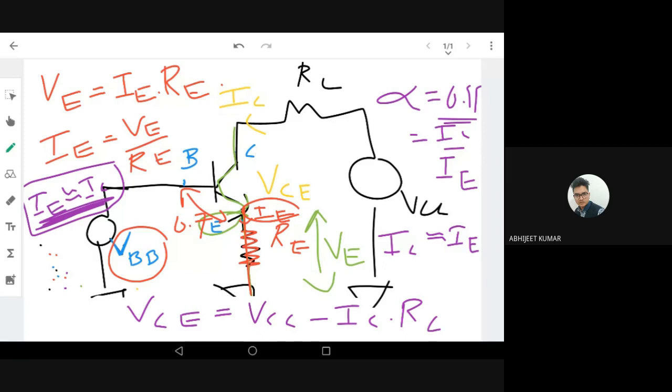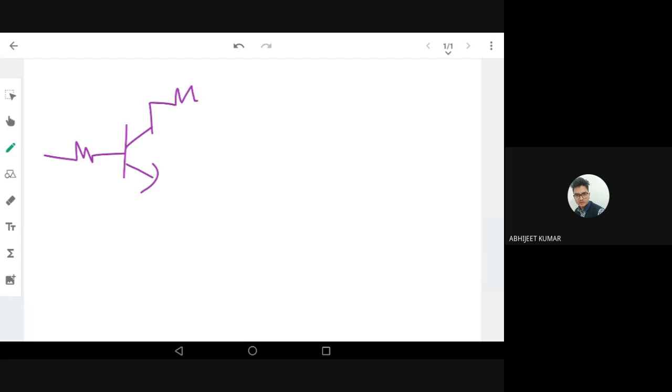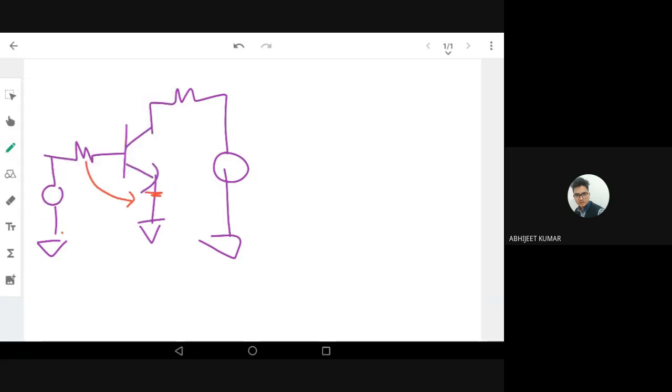In this whole flow, we do not use beta at all. So this circuit is better than the base bias circuit, because in our derivation we do not use beta. This is called emitter bias. Once again, initially we had a base resistance RB and RC. What I did was move the resistance to the emitter side, so it becomes emitter bias. Now there is no beta in deriving IC and VCE, so emitter bias is a beta independent circuit.